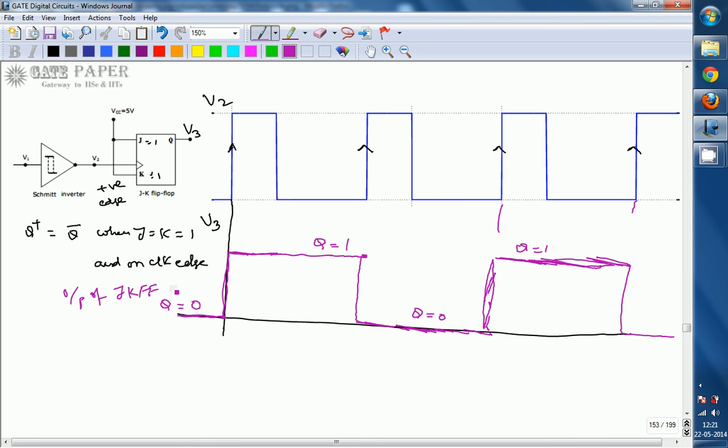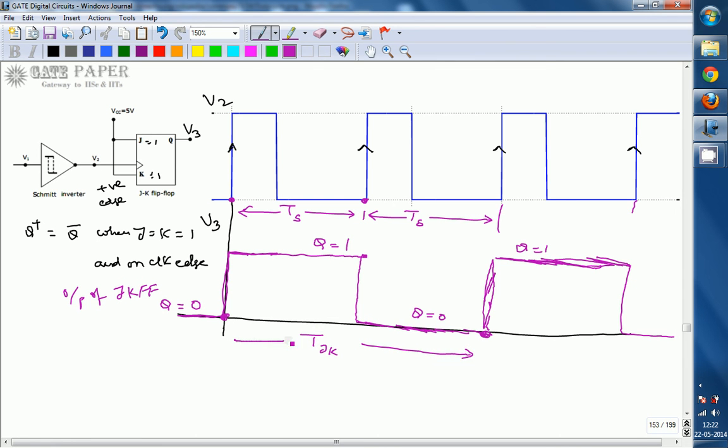Now compare the time period of the JK flip-flop and the time period of the Schmitt-Trigger inverter. For this one, from this point to this point is one complete cycle, that is T. This is T Schmitt-Trigger. Whereas going with one complete cycle from this point to this point is T JK flip-flop. The time period of the JK flip-flop is this much.